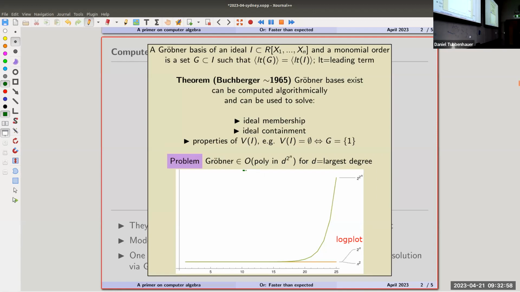So the worst case scenario for Gröbner bases, which I plotted down here, is polynomial in d to the 2 to the n, where d is the maximum degree you see in the polynomial, and n is the number of variables. So you will very soon run out of computer power, which is really sad because Gröbner bases are extremely strong, but somehow you need to pay a price, and here's the price. It's really difficult to compute.